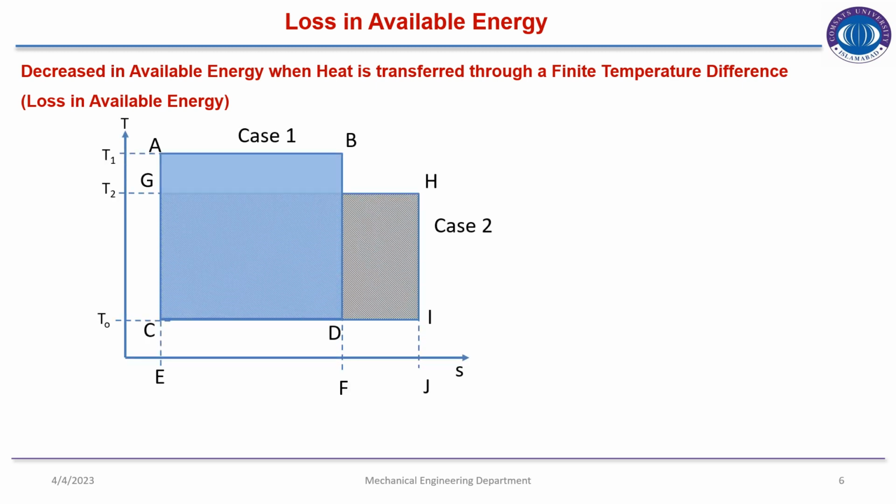So now if we represent the process of case 1 and case 2 on the TS diagram. As you know, the Carnot heat engine or cyclic heat engine process is represented by a rectangle or quadrilateral. Therefore, for case 1, the light blue color square is represented. So the rectangle ABCD represents case 1.